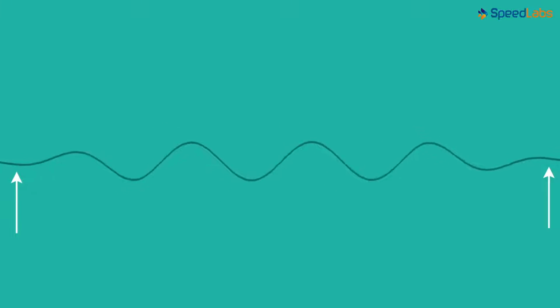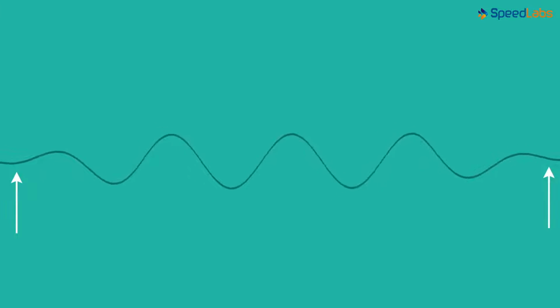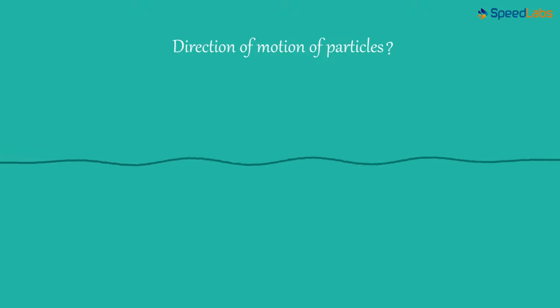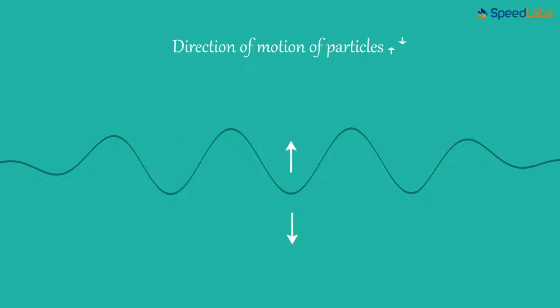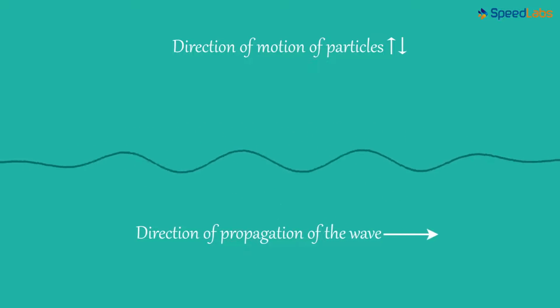Take a string with one end fixed to the wall. This end is fixed at the wall here, and this one is in your hand. We see a wave when we give the string an upward jerk from this end. What do you notice here? In what direction are the particles of the string moving? Up and down, right? And what about the direction of the propagation of the wave? It's moving to the right.